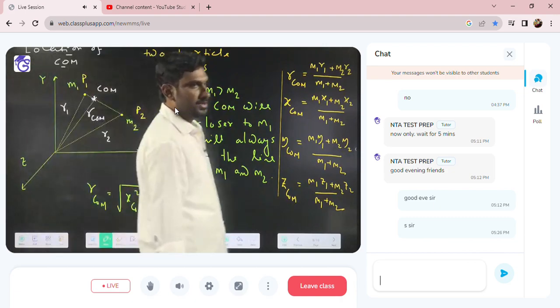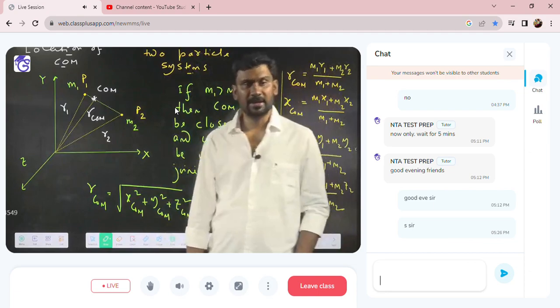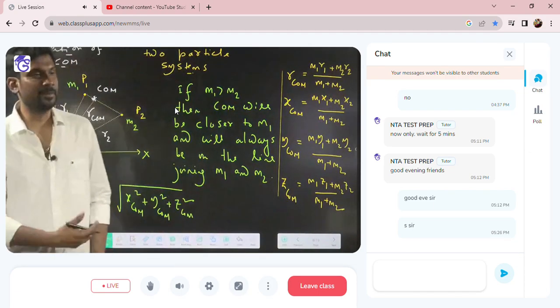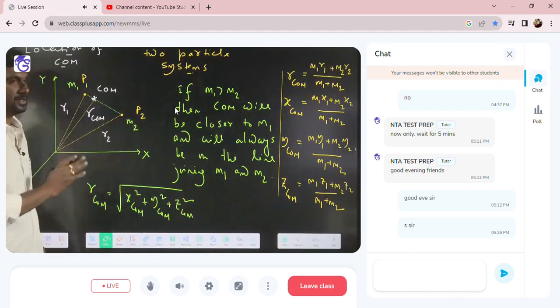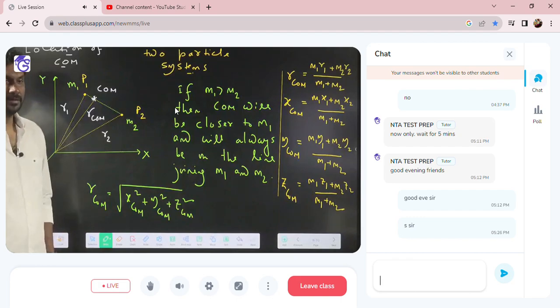We'll all come to this. सब आ जाएंगे हम लोग. So this we are doing for point particles. So for point particles, this is the method. We will come. Clear? Chalo.